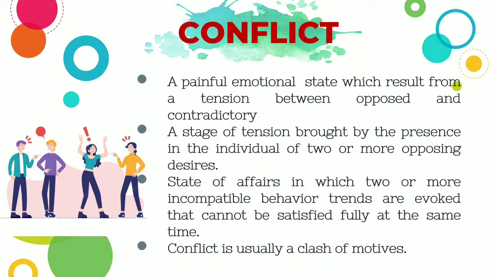So let's come now to the discussion of the report. These are the different definitions of conflict. Conflict is a painful emotional state which results from a tension between opposed and contradictory. A state of tension brought by the presence in the individual of two or more opposing desires. A state of affairs in which two or more incompatible behavior trends are evoked that cannot be satisfied fully at the same time. Conflict is usually a clash of motives.